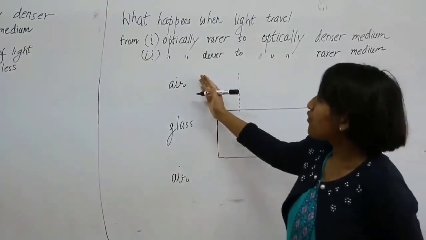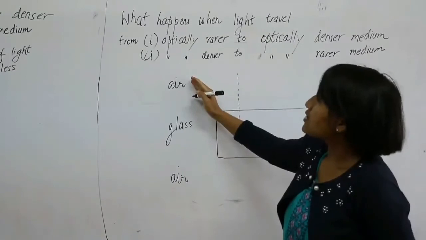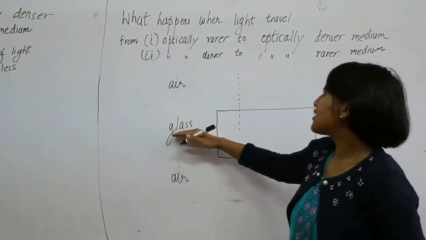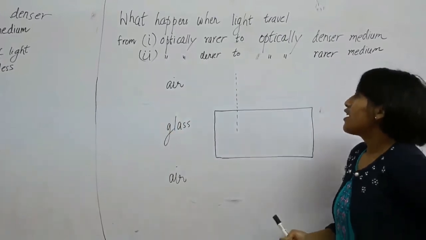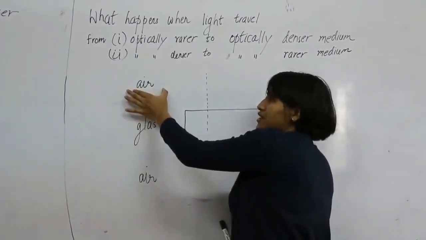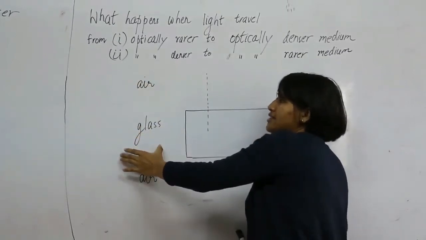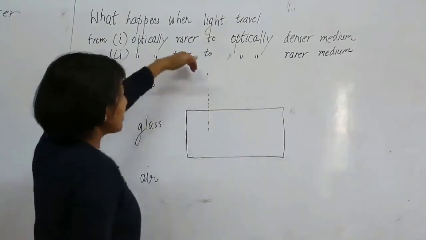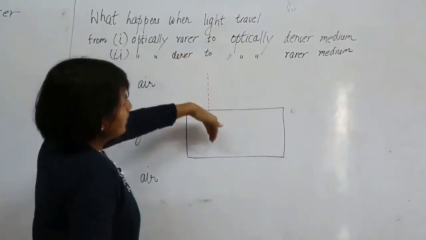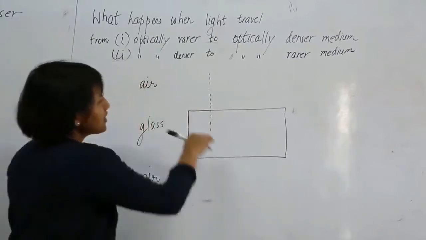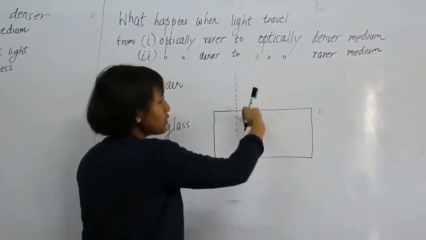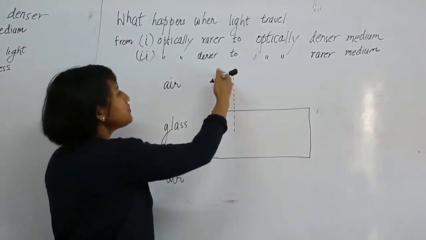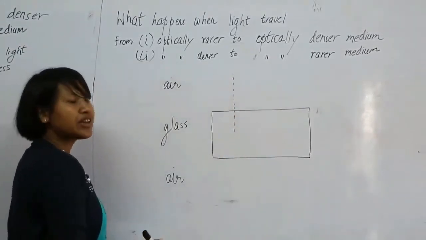You know that the speed of light in air is much larger than that of glass. Now, this one is the optically rarer medium and this one is the optically denser medium. When light travels perpendicularly, what happens when it strikes this surface of separation? It will continue to travel in its usual path, but the speed of light will vary.